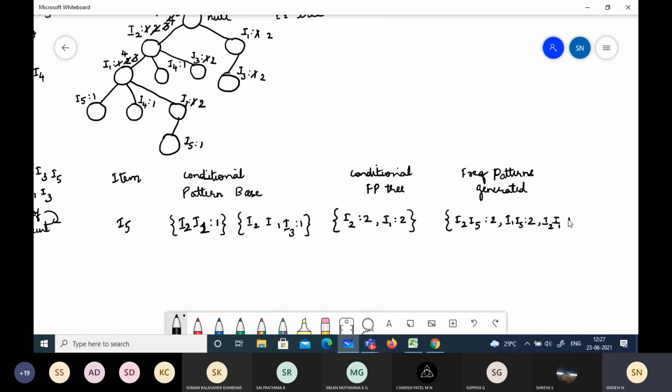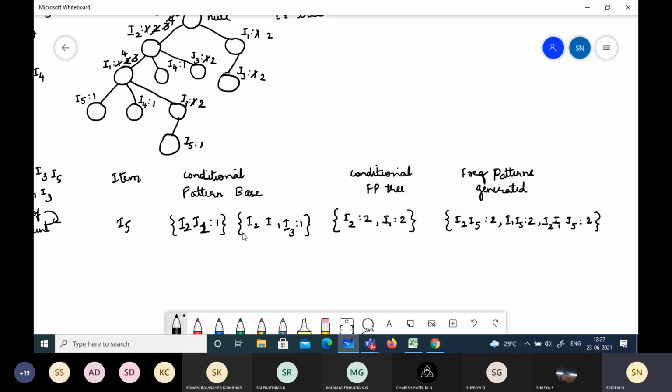So it is I2, I1, I5, count 2. Okay, this is the frequent pattern generated with I5. Got this one? So to reach I5 and the support count of I5 here, we will count in how many transactions it is appearing. The count is 2 because it appears in both transactions.